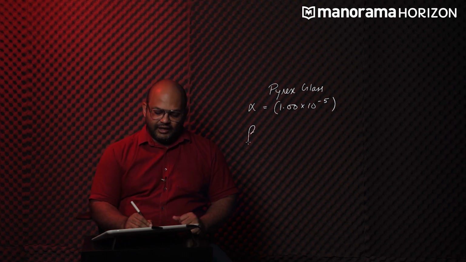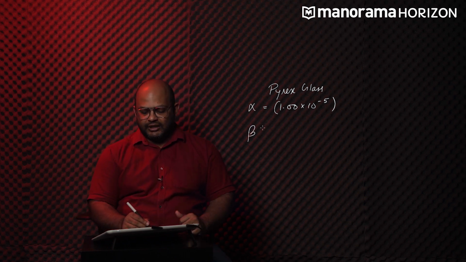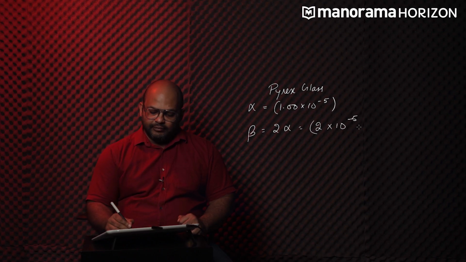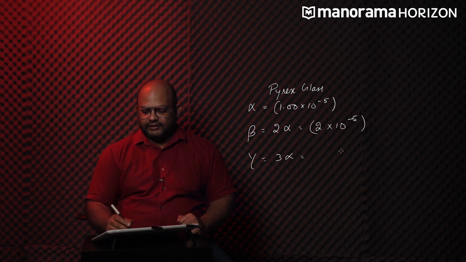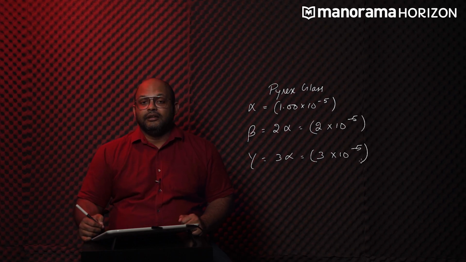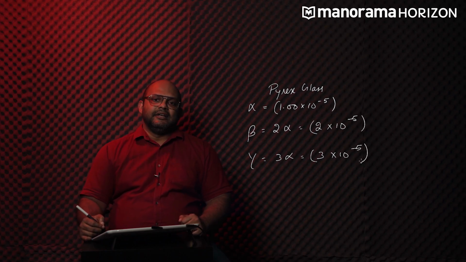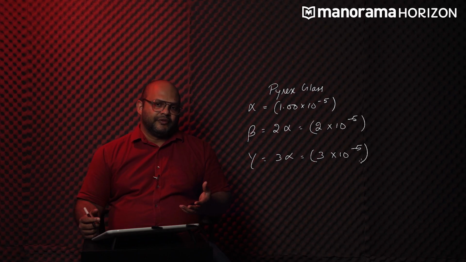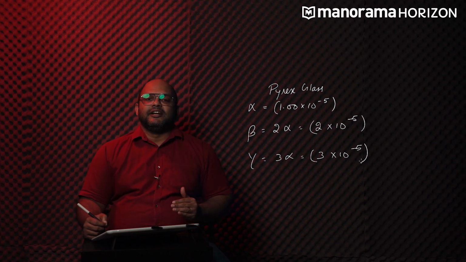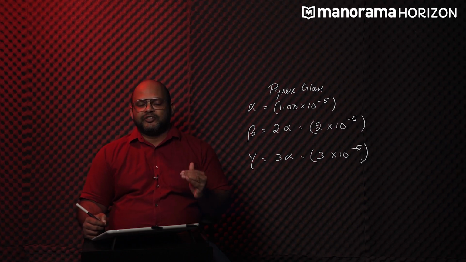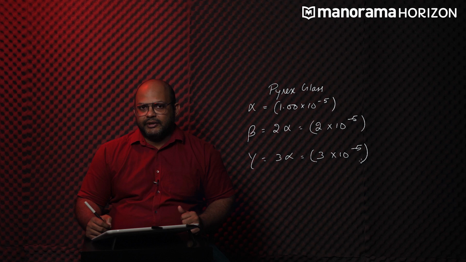So, if this is the value of alpha, then beta, that is the superficial expansion coefficient, will be equal to 2 times alpha, that is 2 multiplied by 10 to the power negative 5 in magnitude, and gamma will be equal to 3 times alpha, that is 3 multiplied by 10 to the power negative 5 in magnitude. Other materials can have much higher coefficients of expansion. For example, metals tend to have a higher coefficient of expansion compared with non-metals.